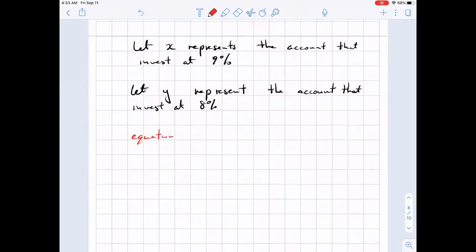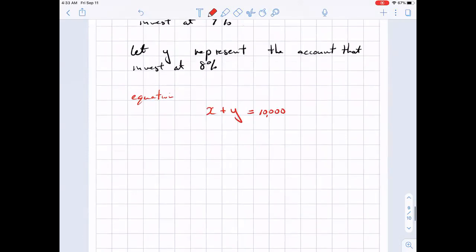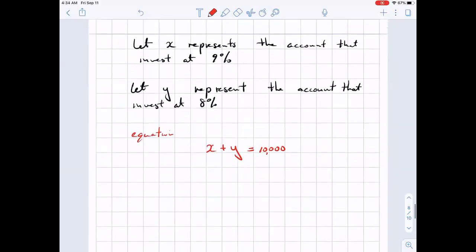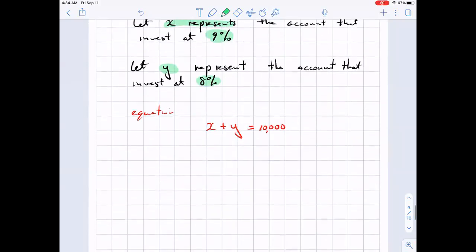We know that one account plus the other account, we invested $10,000. So in both accounts, they were $10,000. We also know the interest earned. So you have to remember here that X represents the account at 9% and Y represents the account at 8%. You have to be very careful, don't mix them up.